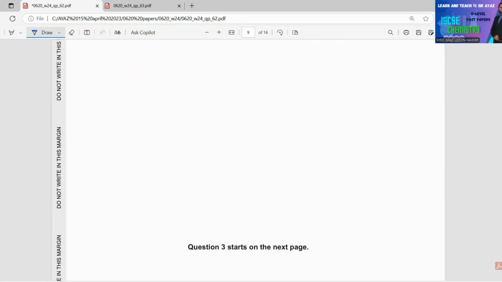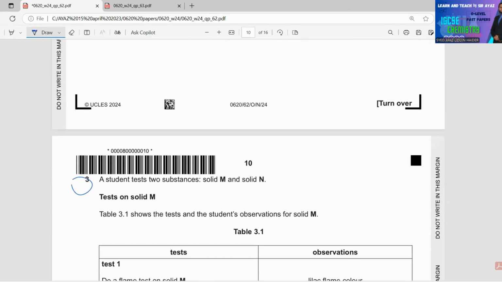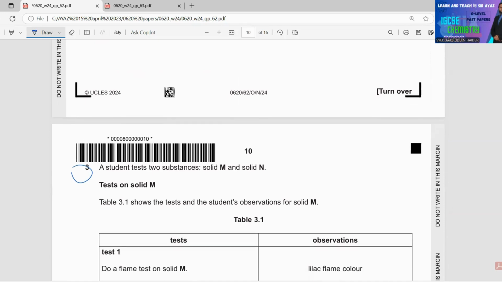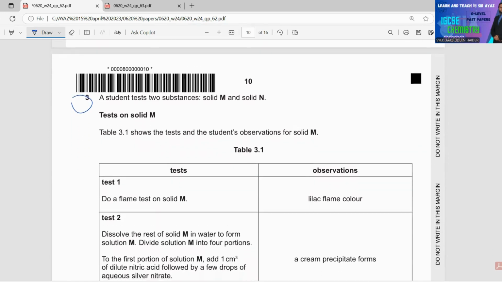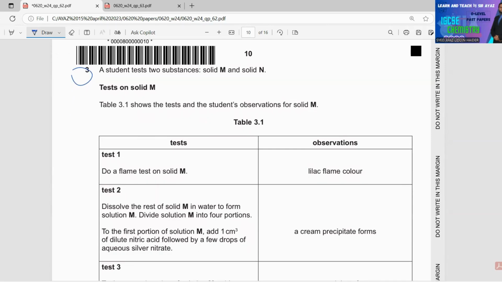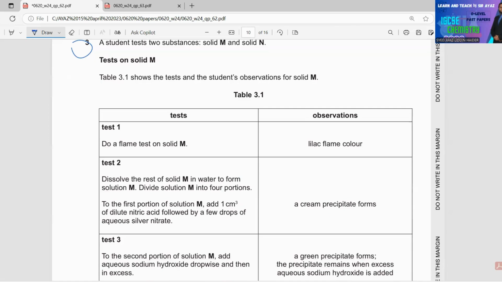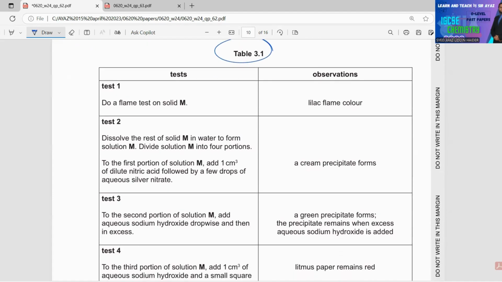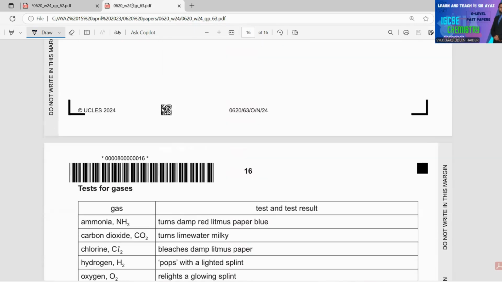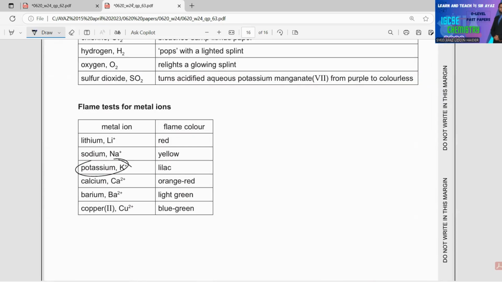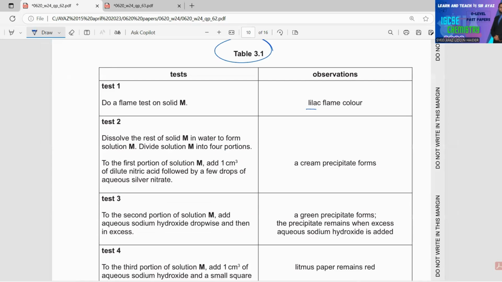Next question, which is question number 3. A student tests two substances, solid M and solid N. Test on solid M. Table 3.1 shows the test and the student's observations for solid M. So here's table 3.1. He has performed test 1, which is a flame test on solid M, and a lilac flame color is obtained. If you look at the list of flame colors, potassium ion has the lilac flame. So we have K+ ion, definitely.